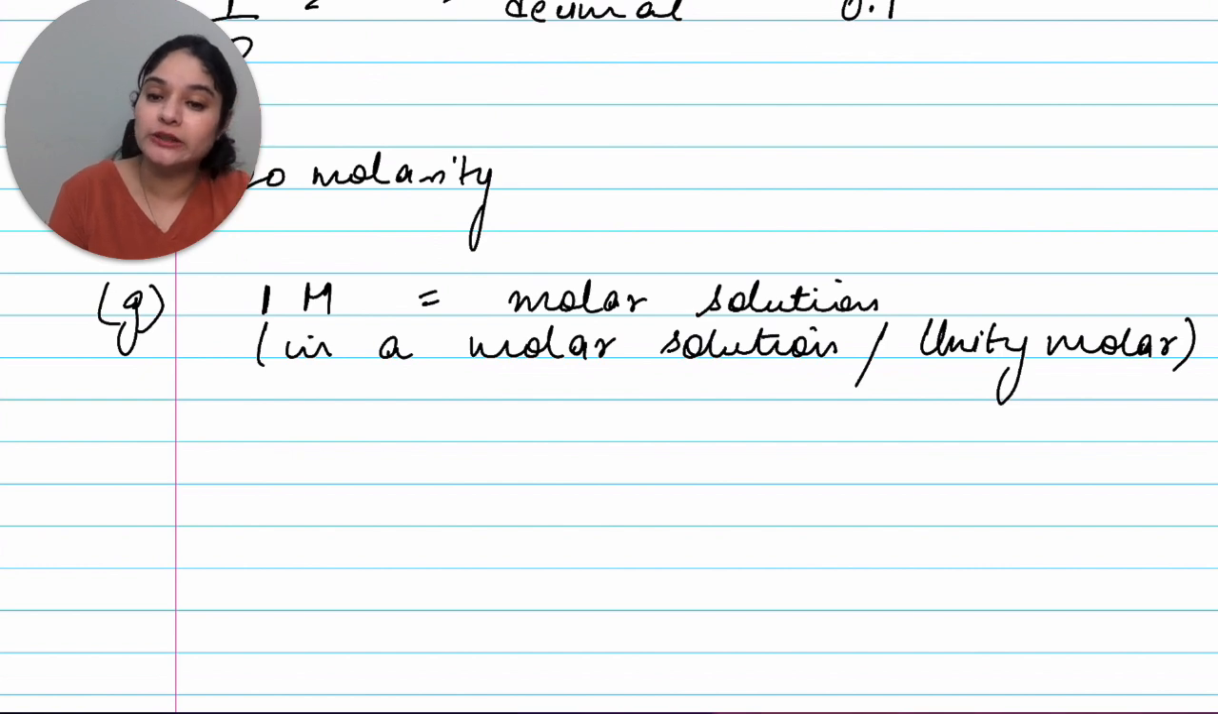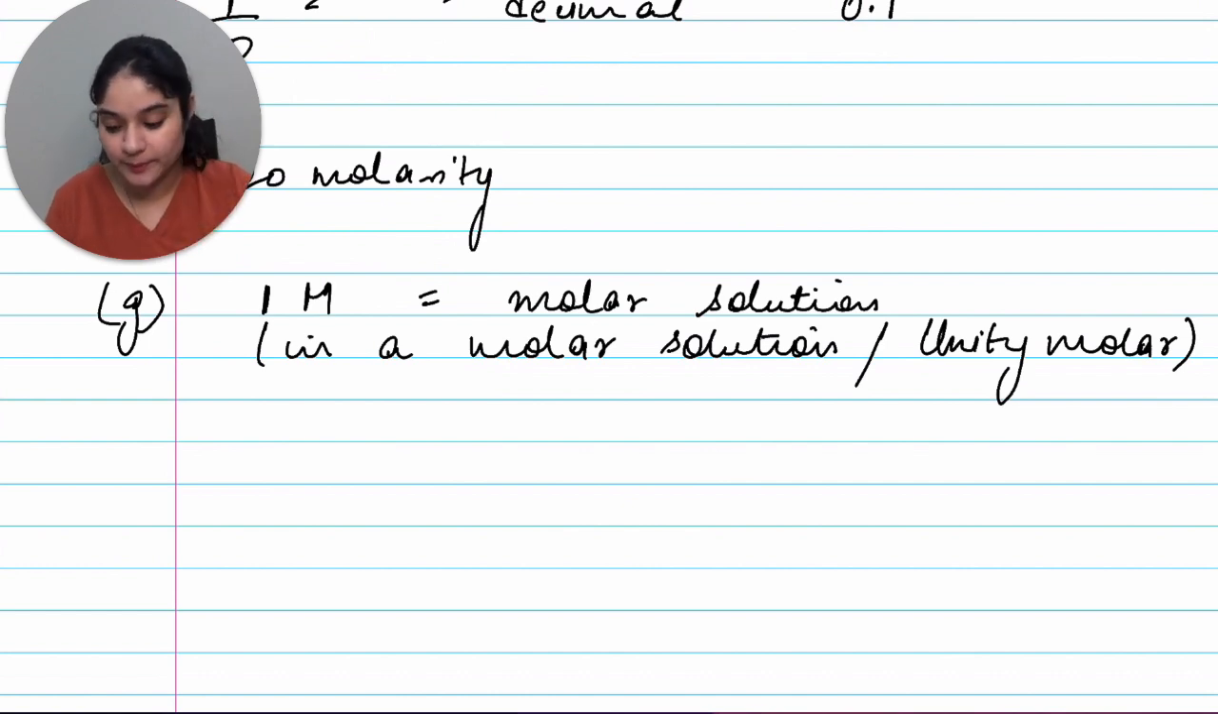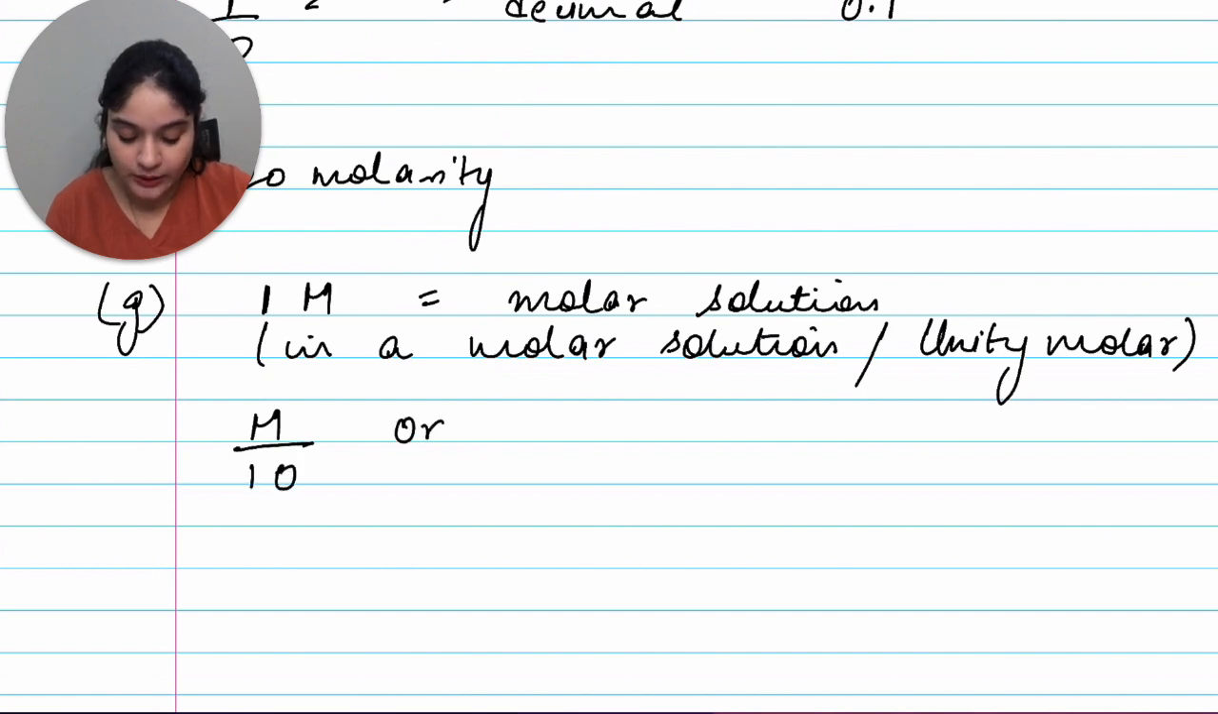If any of these terms are used in the numerical, the molarity is already given to you. It is 1. If they say it is a decimolar, let me write the units for you. So decimolar will be M over 10, or it can be written as 0.1 M, or it can be written as decimolar in the question.